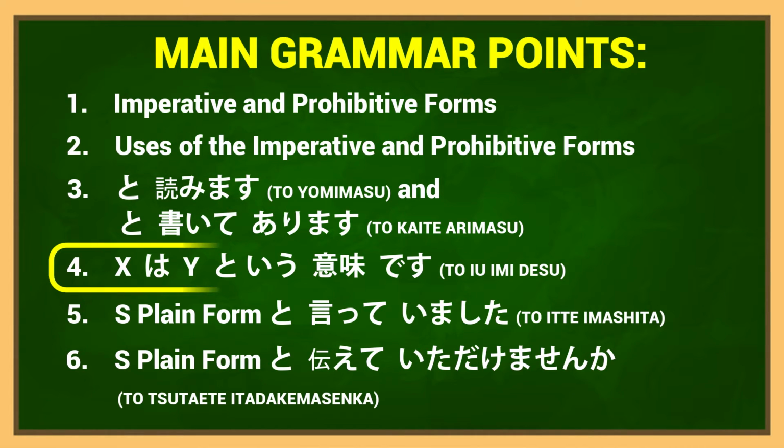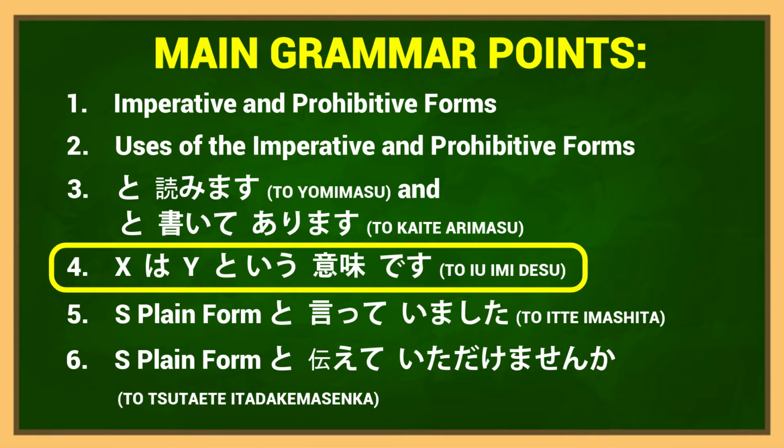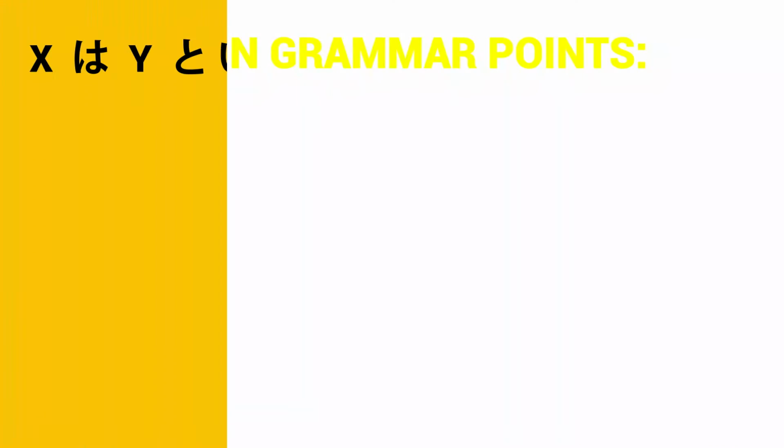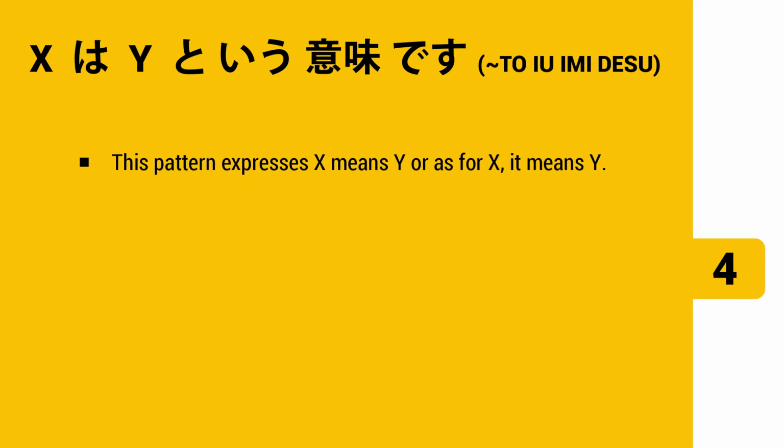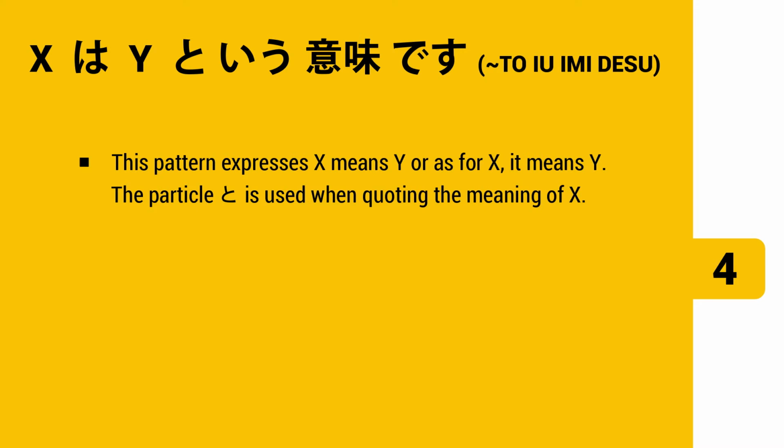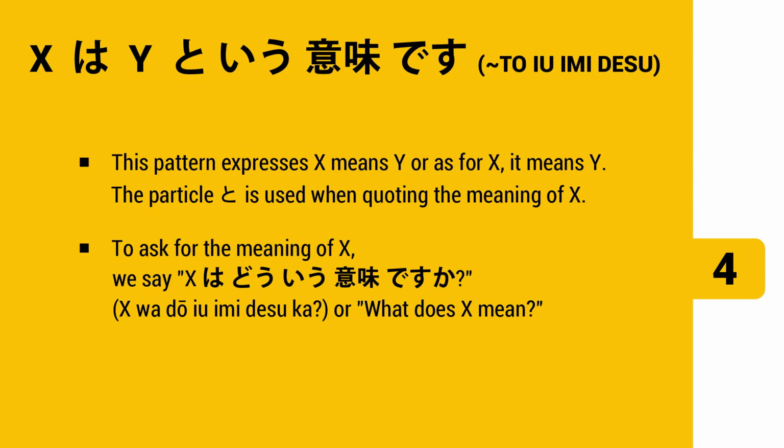Next topic is X は Y という意味です。This pattern expresses X means Y, or as for X, it means Y. The particle to is used when quoting the meaning of X. To ask for the meaning of X, we say X はどういう意味ですか? Or what does X mean?